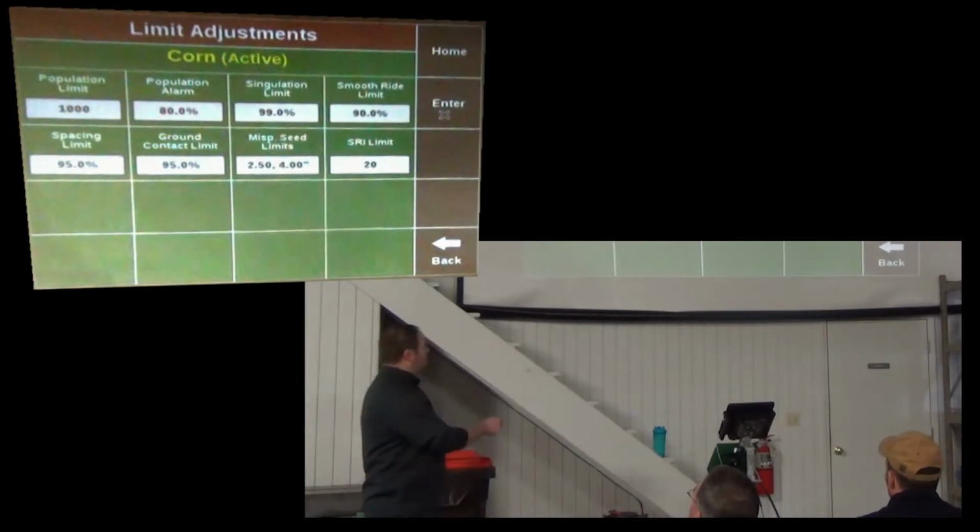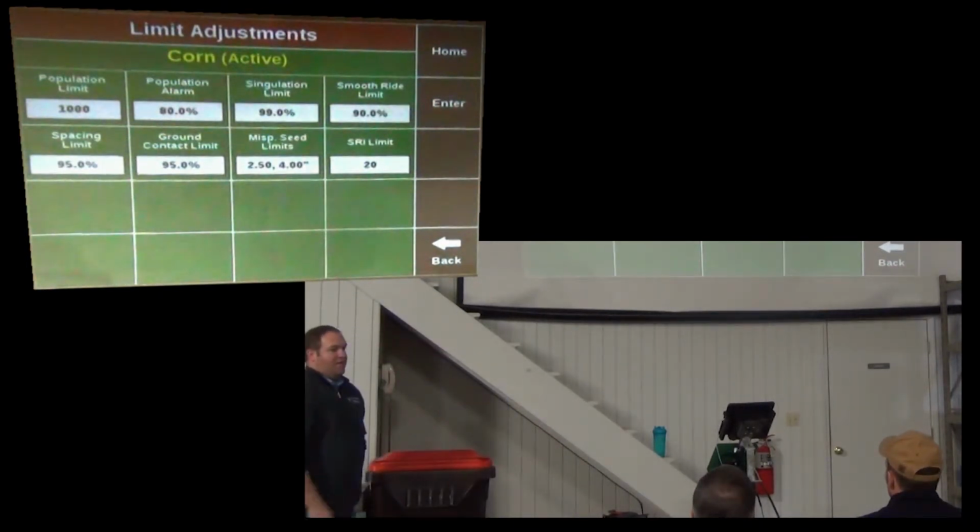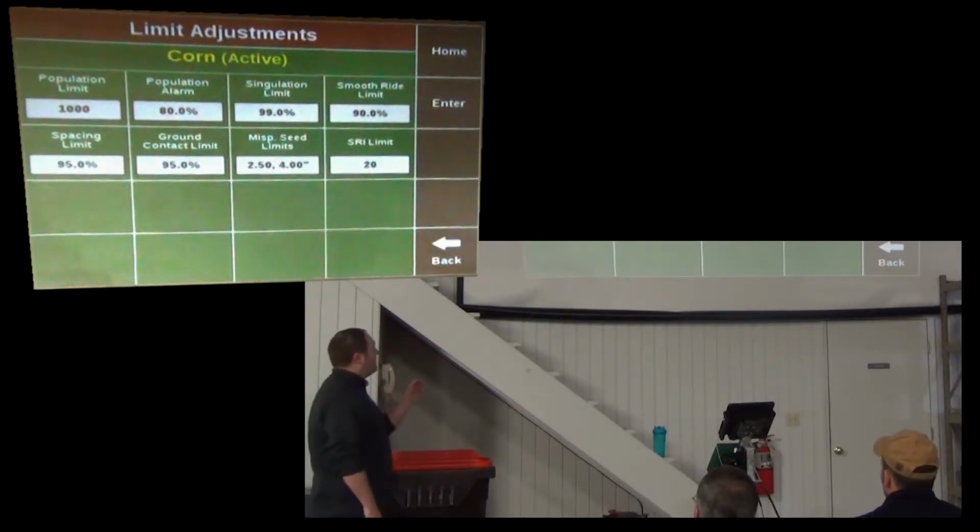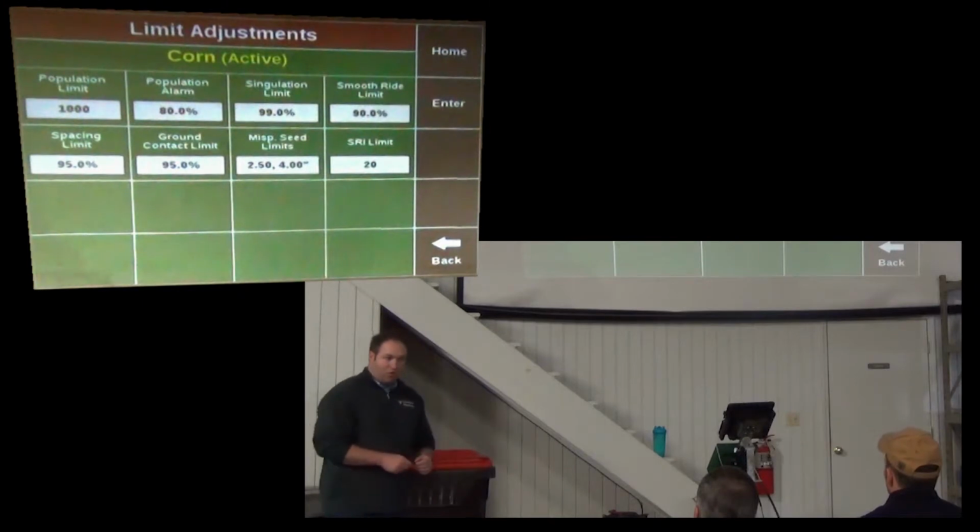So then these other alerts, there's a smooth ride limit. 90% is probably a good spot to have that. It's going to vary field to field, depending on your tillage conditions, how this is going to be set. Spacing limit, 95 is a good spot to have that. Ground contact limit, that along with singulation is a very important one.